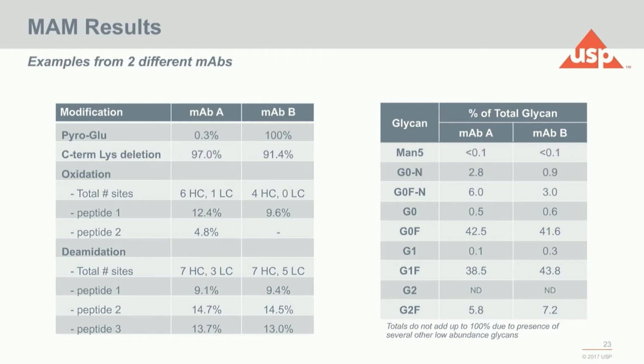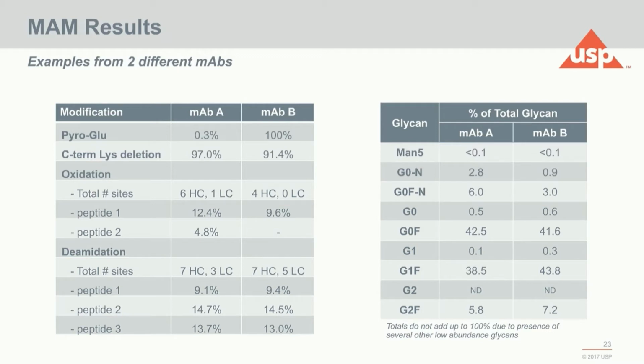When I looked at oxidation and deamidation, it's hard to compare directly across molecules because, of course, they have different sequences. But I picked a couple of peptides that were common across both of those. These are typically going to be peptides that are in the heavy chain region. And so you can see there is some difference in terms of the level of methionine oxidation between the 2 molecules. The deamidation, though, seems to be pretty consistent across both of these molecules.